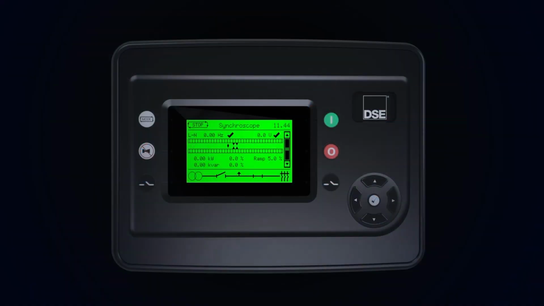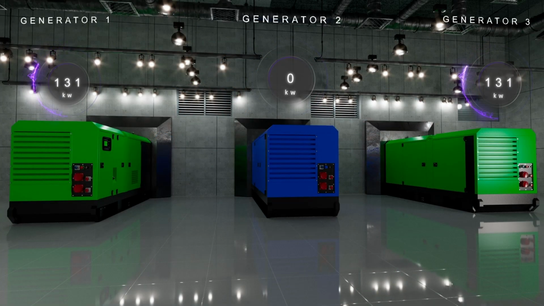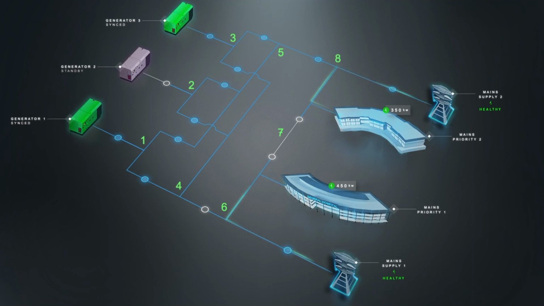Generators 1 and 3 synchronize to main supply 2 and then breaker 15 closes. The generators are now in parallel with the mains. The generators reduce their load until building 2 returns to mains power. Breaker 13 opens, disconnecting the generators.